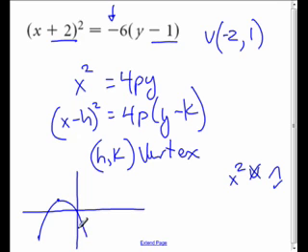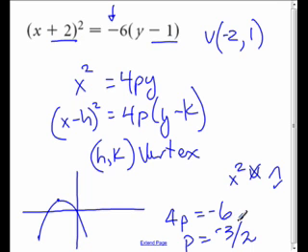Last thing for me on this one is I want to know where my directrix line is. It's up here somewhere, and my focus somewhere down there. I need to find that. I need to find out what p is. So up here I have my general equation with a 4p there. In front of this thing is a negative 6. Therefore, 4p is negative 6, or p is equal to negative 3/2.